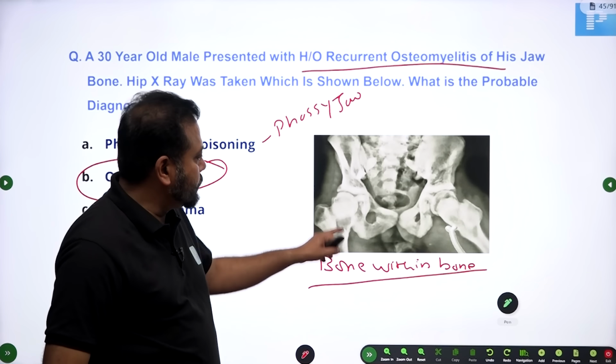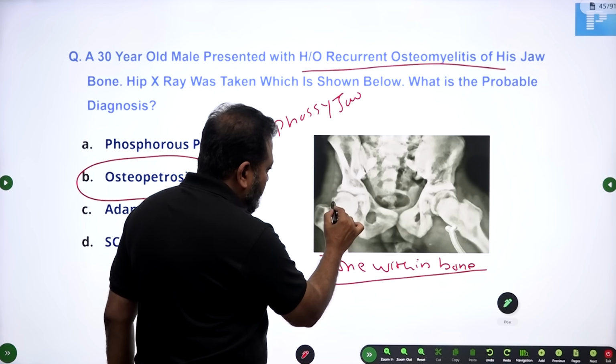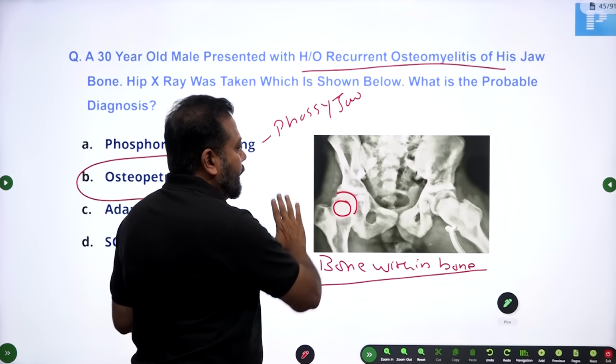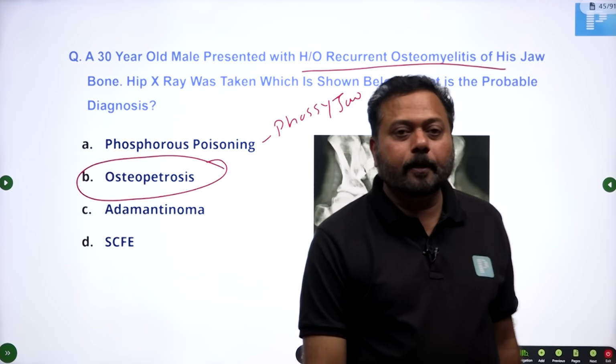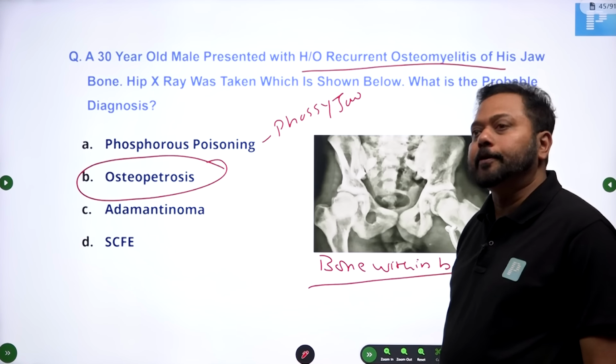This is osteopetrosis. You are able to see here, this is a bone, and you are seeing some bone inside a bone. So, this is called bone within bone appearance. That is osteopetrosis, otherwise called marble bone disease.